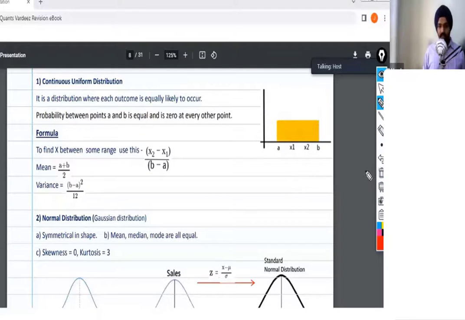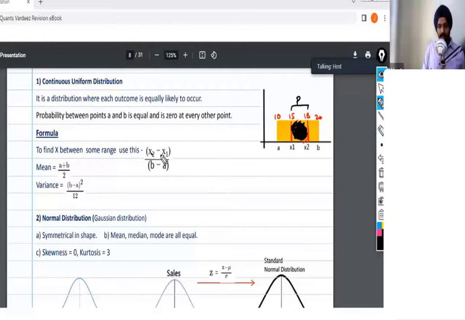Fair enough. And if you want to find the probability, as I said, in a continuous distribution it's always going to be within a range. So let's say A is 10, this B is, let's say, 20, and this X1 is, let's say, 15, and this X2 is, let's say, 18. And you want to find the probability within a range, like between 15 and 18. What is the probability for that?